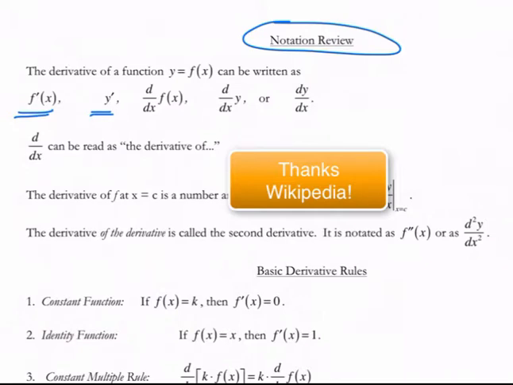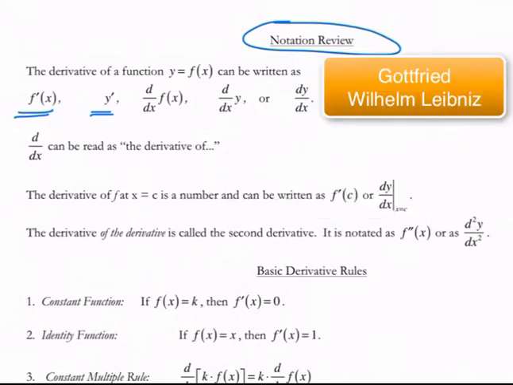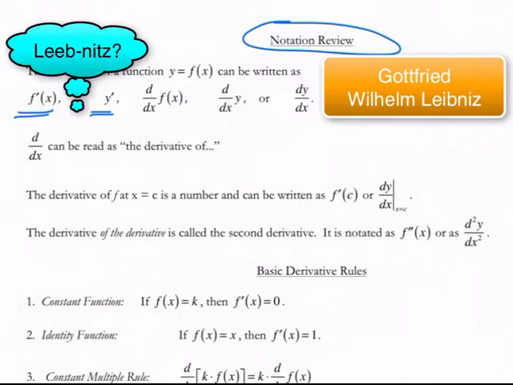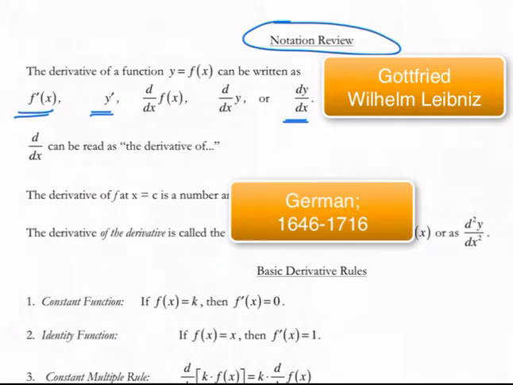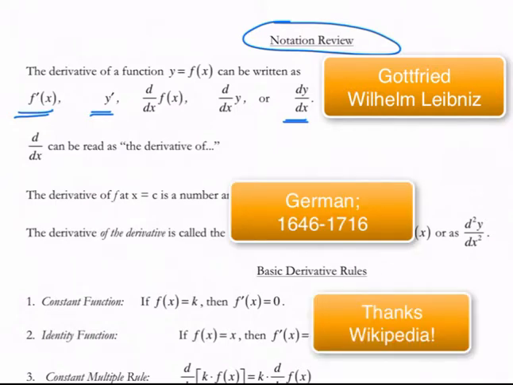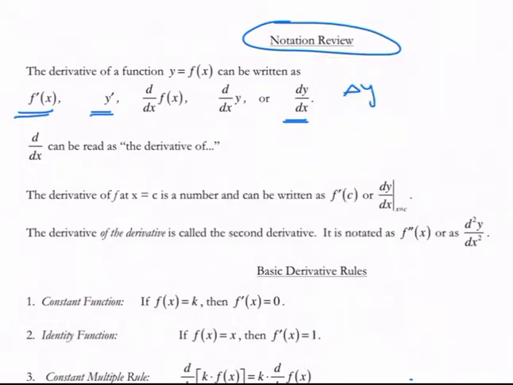I'm going to skip all the way over to the right. This is the Leibniz notation. So Leibniz would write it as dy dx, the derivative of y with respect to x. It looks a lot like the slope formula of delta y over delta x, right? But instead of a delta, you've got a d. So this was the Leibniz notation.